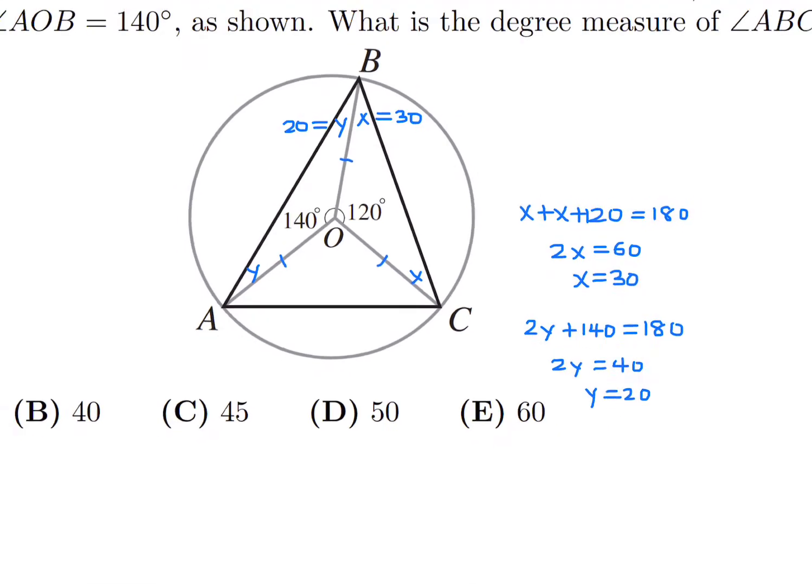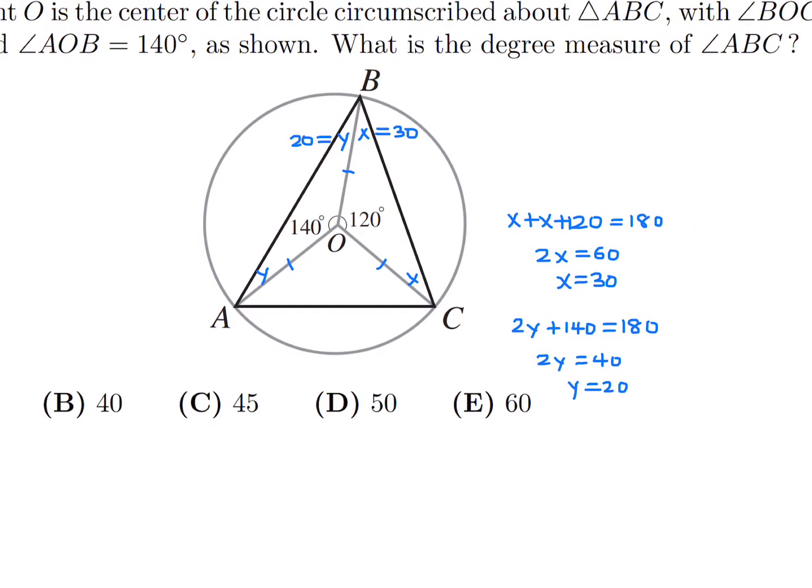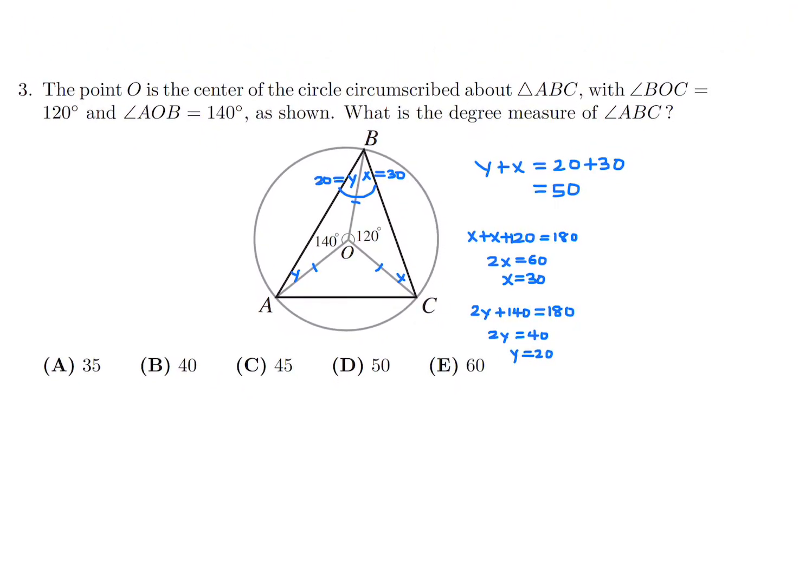And what do they want in this question? The degree measure of ABC. So ABC is this angle, which is y plus x, which is 20 plus 30, which is 50 degrees. And therefore the answer to this question, number 3, is D.